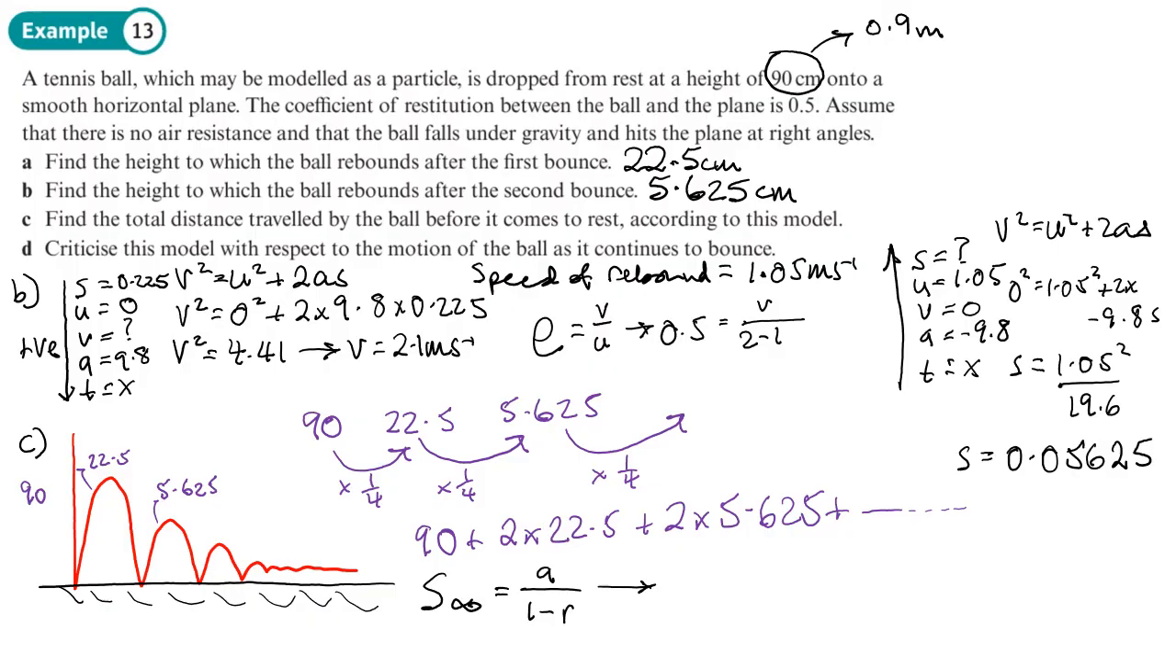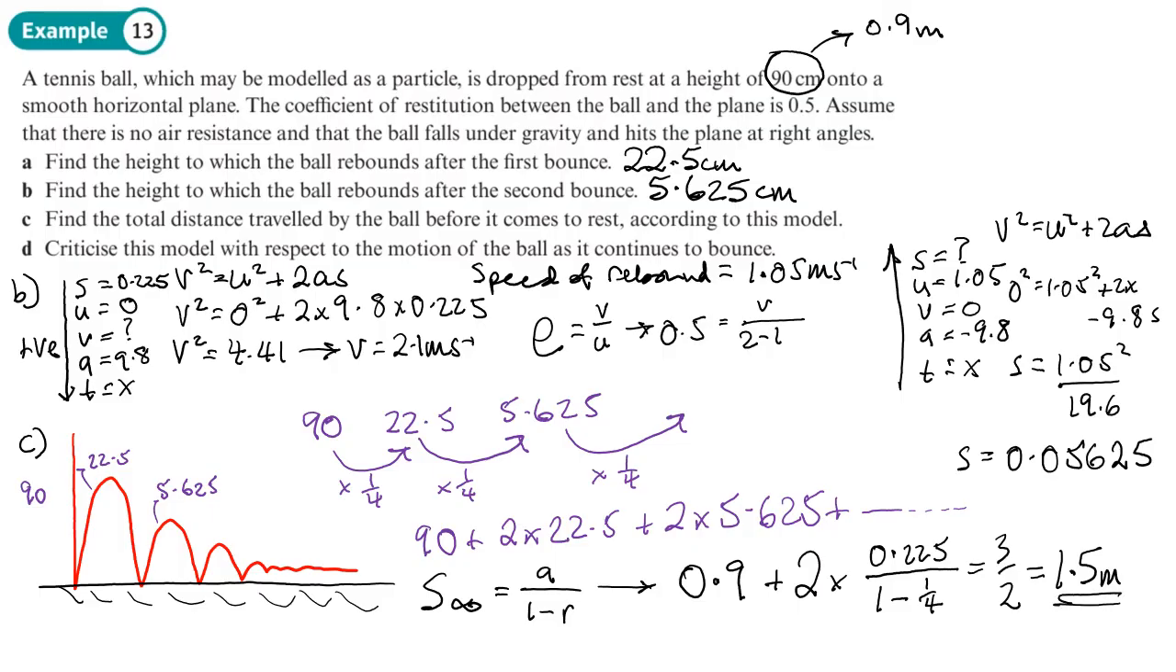Now I'm going to do this in meters. So we've got the 0.9 that we start with, then 2 lots of this thing that goes on for infinity. Now the first value is going to be this 22.5 centimeters over 1 minus the common ratio. If we work this out, we get 3 over 2, or 1.5 meters. So we're saying if it bounces forever, that's how far it will go.